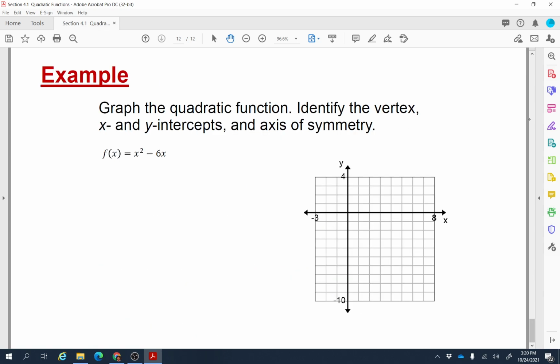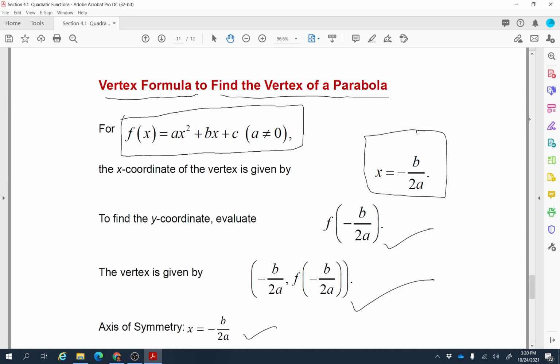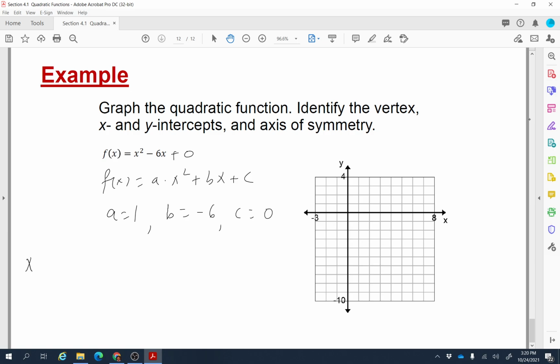I'm going to do one example here. In this case, the function has the form ax squared plus bx plus c. We can compare this to the function and find that a equals the number in front of x squared, b is the number in front of x, which is negative 6, and c is nothing here, that means 0. Now we can use this formula for finding the vertex. So x equals negative b over 2a, which is negative of negative 6 over 2 times a, which is 1, so it's 6 over 2, which is 3.